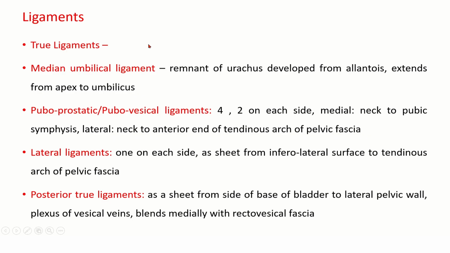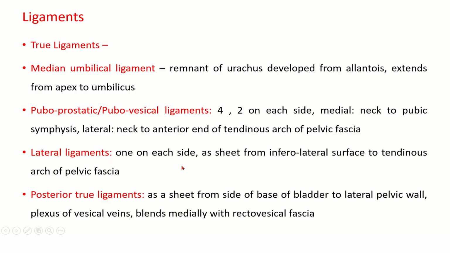Ligaments: true ligaments, total 9 in number. You can see here. The median umbilical ligament, which is a remnant of the urachus developed from the allantois, extends from apex to umbilicus. Puboprostatic ligaments in male or pubovesical ligaments in female. These are 4, 2 on each side. The medial puboprostatic ligament extends from the neck of the bladder to the pubic symphysis, and the lateral one extends from the neck of the bladder to the anterior end of the tendinous arch of pelvic fascia.